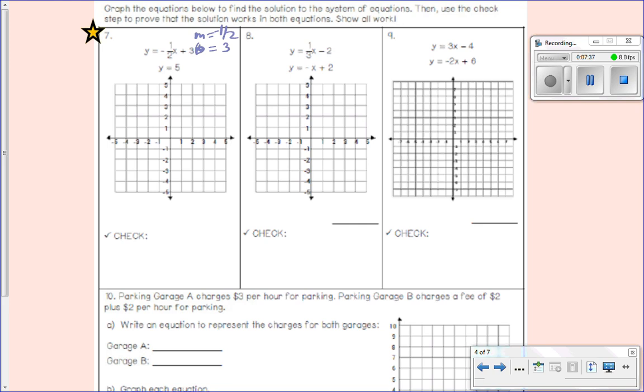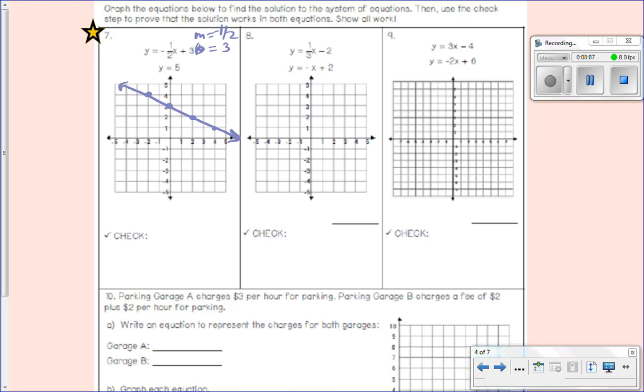Let's just look at that one first. Let's go ahead and graph that one. So our y-intercept is at 3. And then we're going to go down 1 over 2. Down 1 over 2, or we can go up 1, back 2. And then draw as straight a line as possible, because remember we need that point of intersection. I'm going to do my best to draw a straight line.